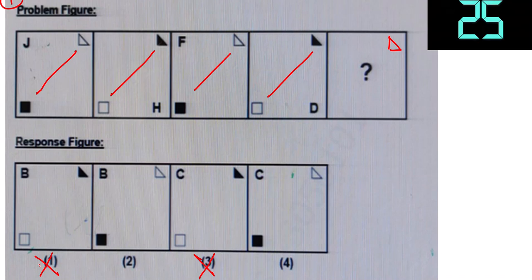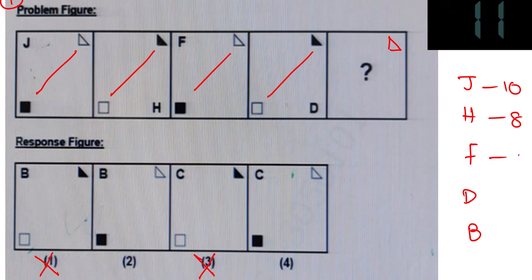Okay. Then you have to focus on the letter. It's J, J, H, F, D. Next should be B. It's 10, 8, 6, 4, then it should be 2. We need the B letter. So it's not C, we need the B letter. Right? So the second option is suitable.